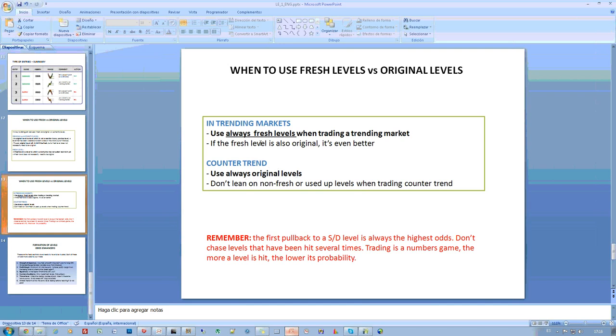We don't want to lean on a level which is a reaction to another level. On a counter trend, we want to always use original levels, that is, levels which are no reaction to any previous levels. Don't lean on non-fresh or used-up levels when trading counter trend. So remember, the first pullback to a supply demand area is always the highest odds. Don't chase levels that have been hit several times. Trading is a numbers game. The more a level is hit, the lower its probability.